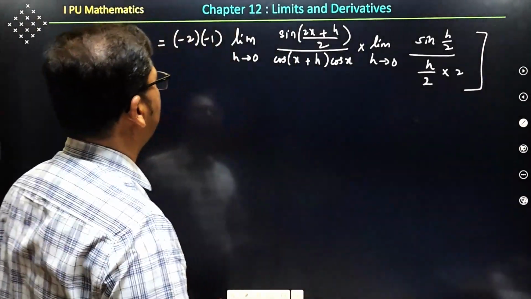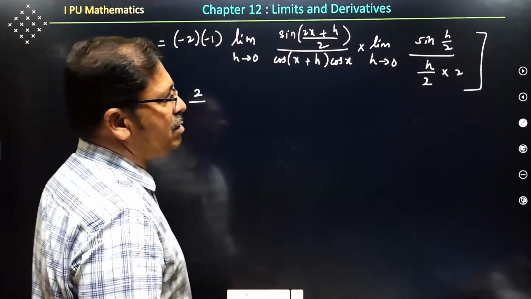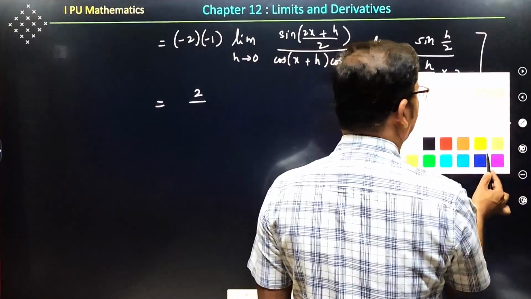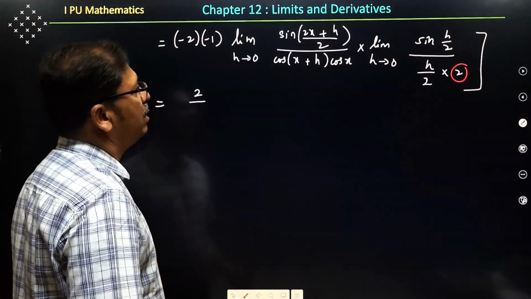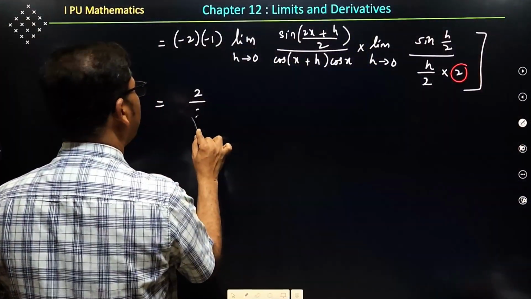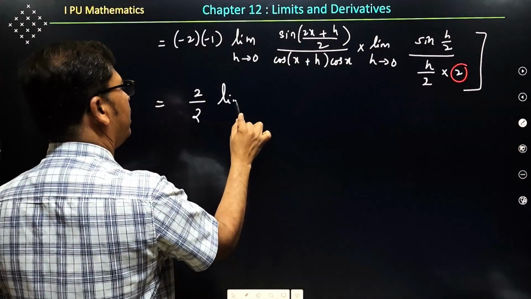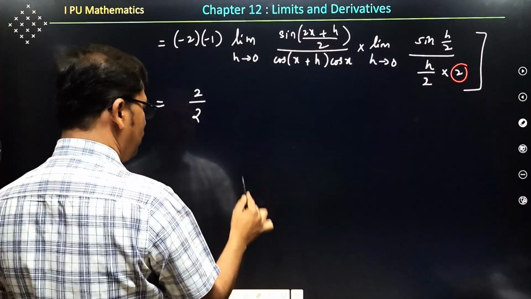Okay. Now, this is equal to minus into minus plus, this is 2, and this 2. Which one? This 2 you take it outside here. By taking outside, it becomes what? 1 by 2. That is 2 divided by 2 here. Limit h tends to 0. Evaluate now. Substitute the value now.